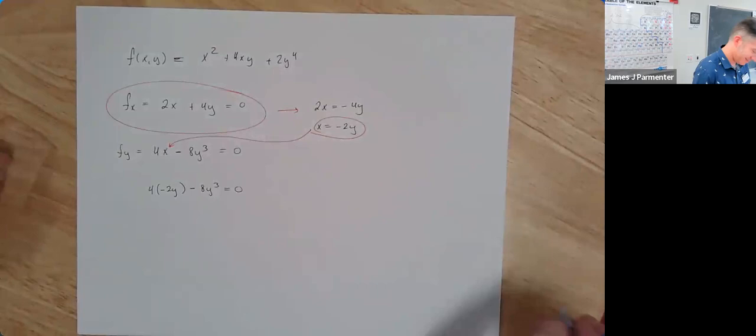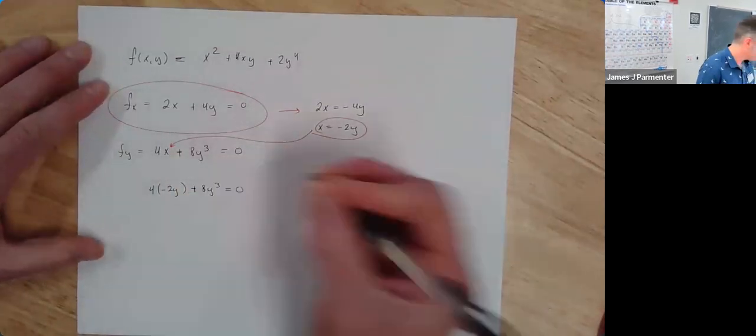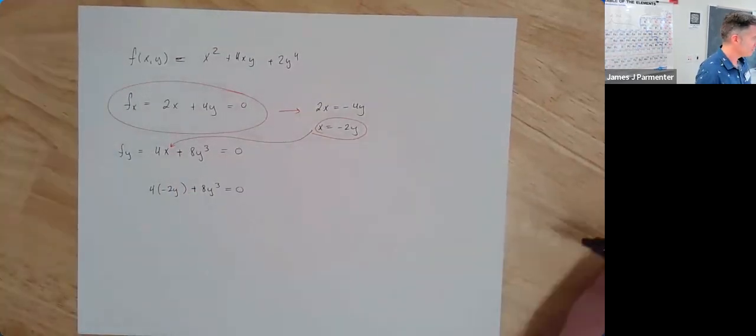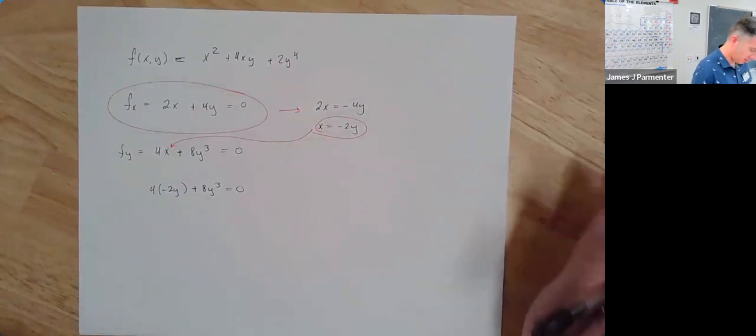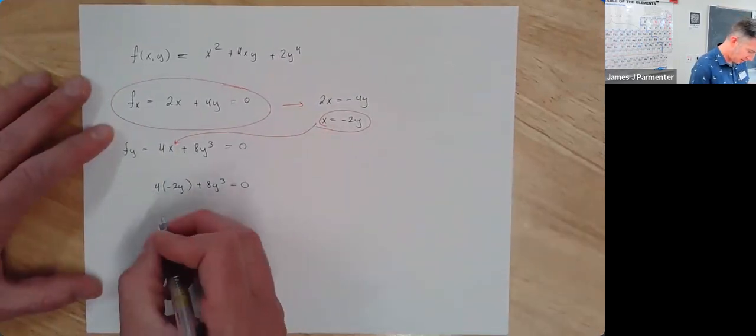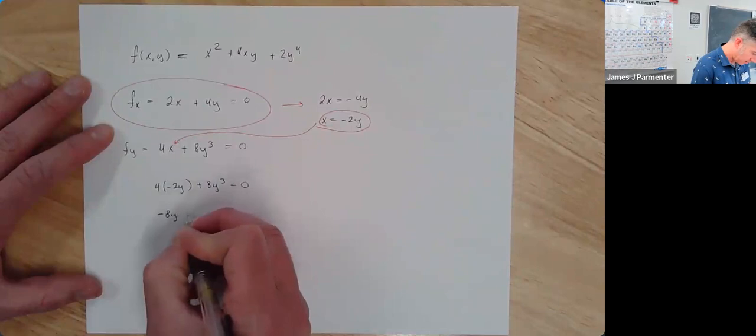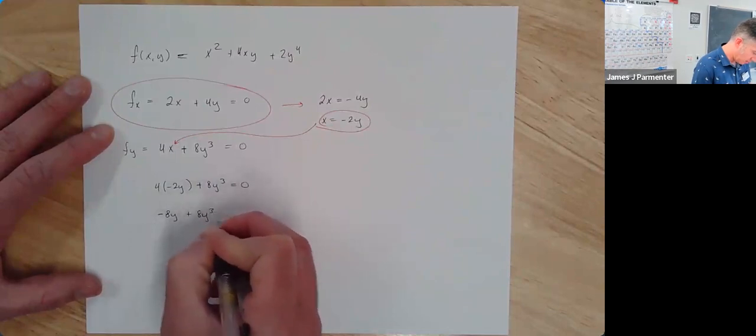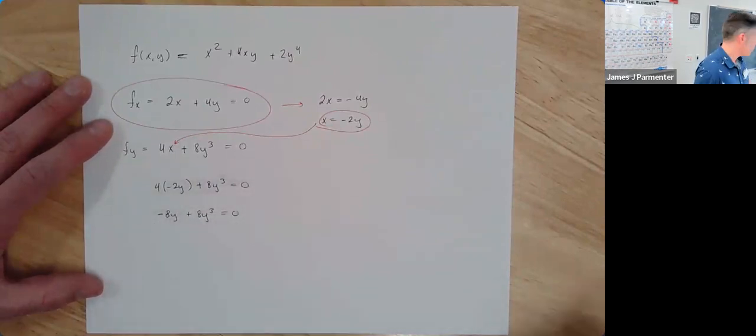Good question. I don't know how I got a minus sign there. I wasn't paying attention. Okay, so then simplifying, I have negative 8y plus 8y cubed equal to 0. Great, I can solve this equation.